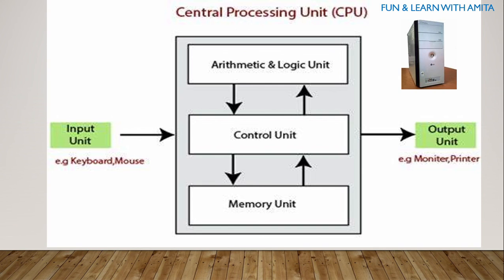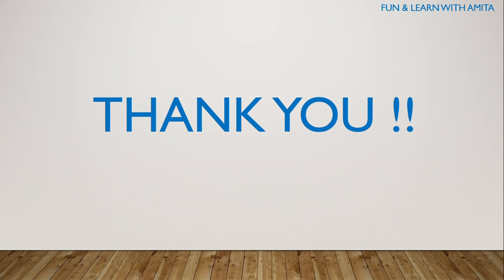Keyboard, mouse, these all are input devices, and monitor, printer are output devices. In this way, operations happen in computer. Hope all things are clear. In my upcoming lessons, we are going to learn everything in details. What is memory unit, hardware, software, input, output, all things.